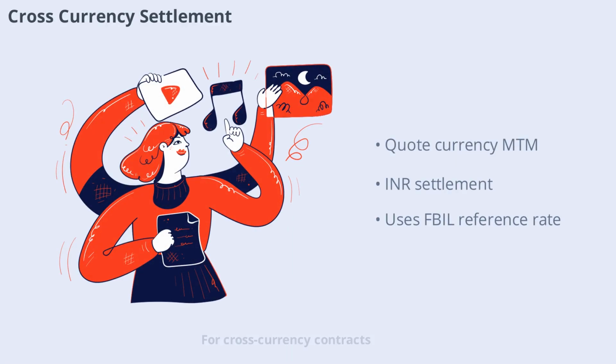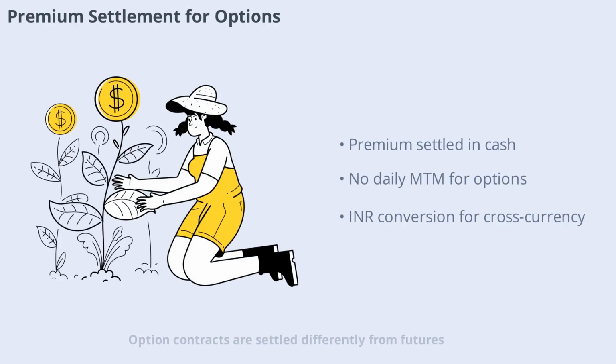For cross-currency contracts, positions are marked to market in the quote currency, but settlements are made in Indian rupees. The latest FBIL reference rate is used to convert profits and losses into INR. This ensures consistency and transparency, allowing participants to manage their exposures effectively across different currency pairs while settling all obligations in the local currency. Option contracts are settled differently from futures.